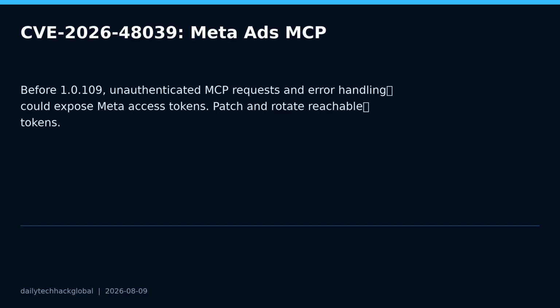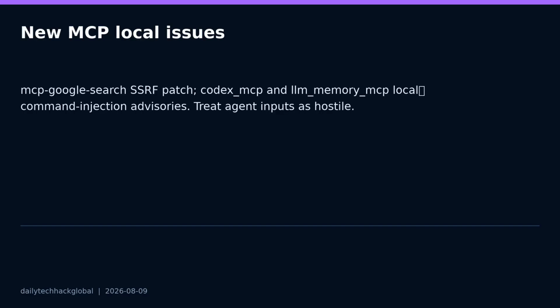CVE-2026-19337 affects MCP Google search up to 0.3.1 and is described as server-side request forgery through the Read Web Page tool. A patch commit is available. CVE-2026-19329 affects codecs_MCP and is described as local command injection through a model argument, with no versioned fixed release listed by NVD. CVE-2026-19282 affects LLM_memory_MCP and is described as local command injection in an auto capture component, also without a versioned fix listed.